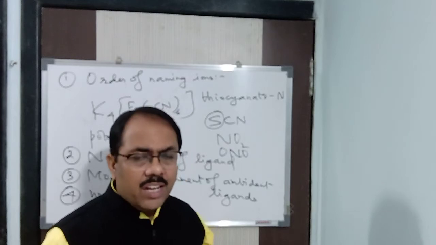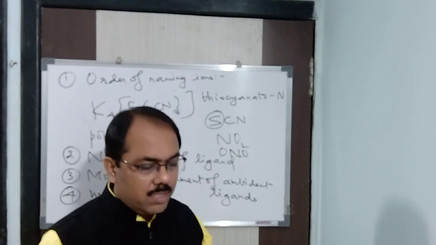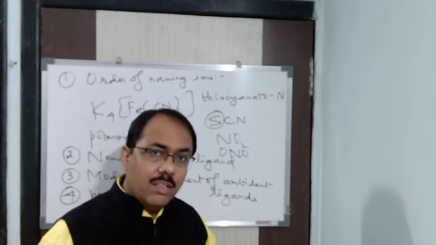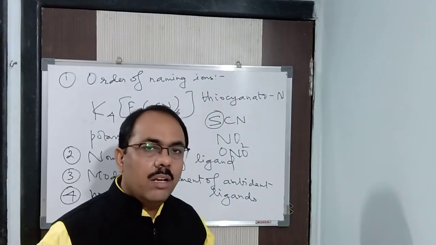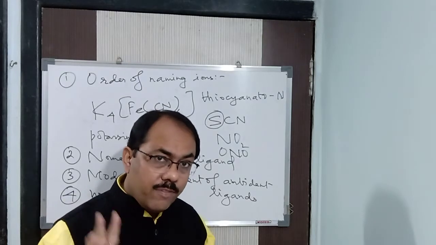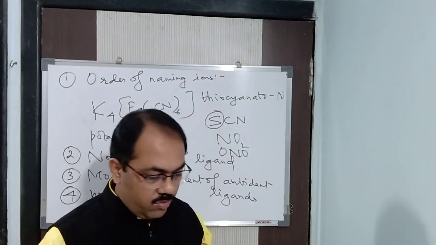Like another example, EDTA. EDTA is ethylene diamine tetraacetate. If it occurs 2 times, should you write diethylene diamine tetraacetate? No. You will write bis, then within brackets ethylene diamine tetraacetate. So in certain cases, listen carefully, you have to write bis, tris, tetrakis in this way. But in certain cases, there is a choice for you.